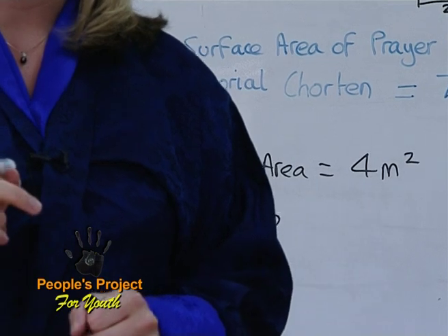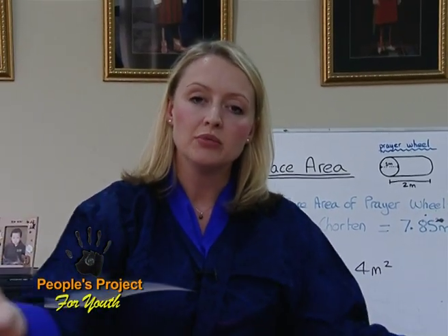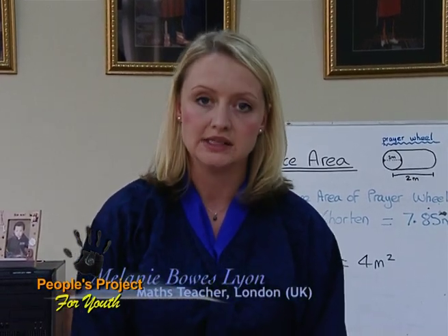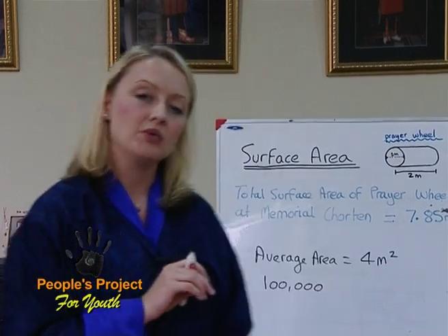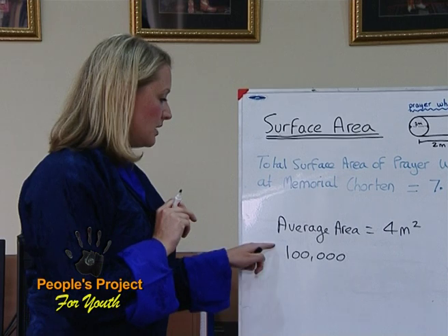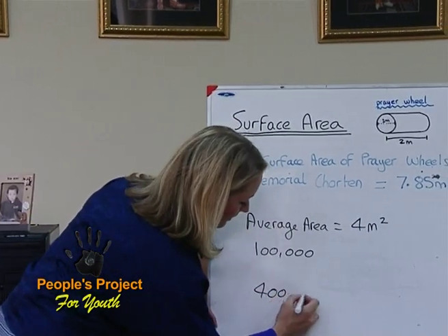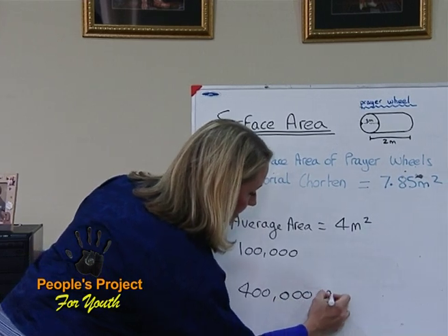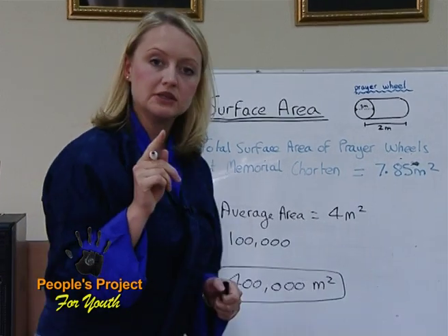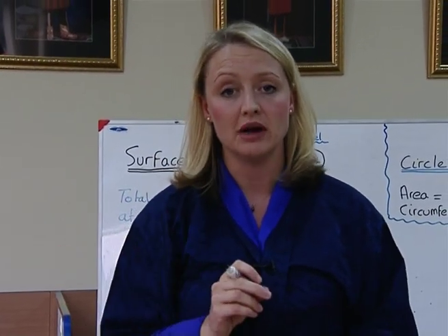That means that if we were to take every single prayer wheel in Bhutan and lay them all out next to each other, as we have done here with my model cylinder, we would find that we had a total surface area of prayer wheel in Bhutan of 400,000 metres squared. Now that's a difficult number to think about. So let's try and put that into context with something that we do know about.